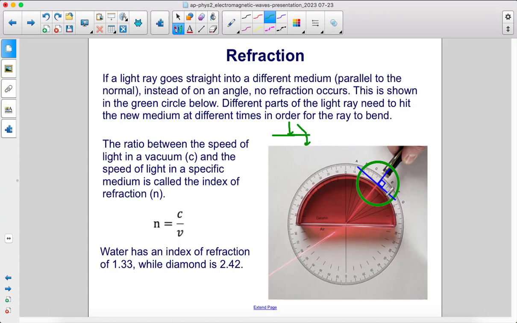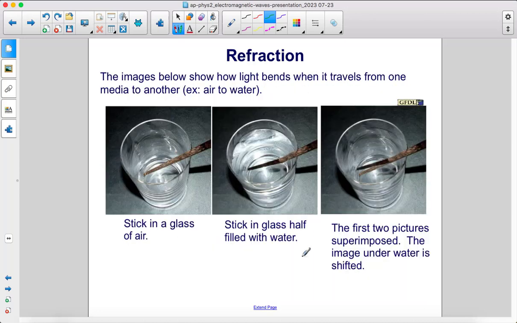The ratio between the speed of light in a vacuum, also known as c, and the speed of light in a specific medium is called the index of refraction, also known as lowercase n. This equation is on the AP Physics 2 equation sheet. Water has an index of refraction of 1.33, while diamond is 2.42. The images below show how light bends when it travels from one medium to another, for example, from air into water or from water into air.